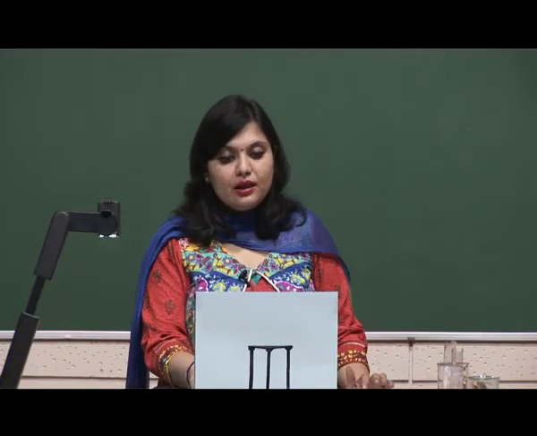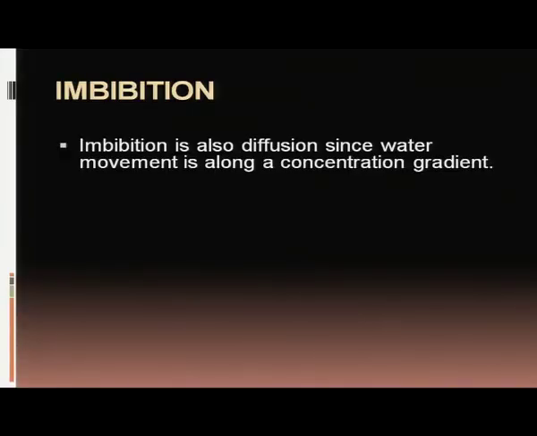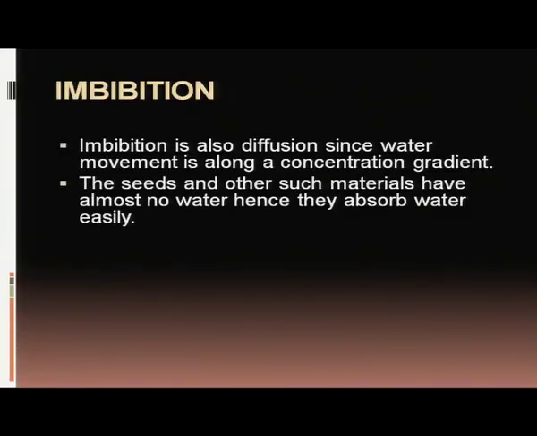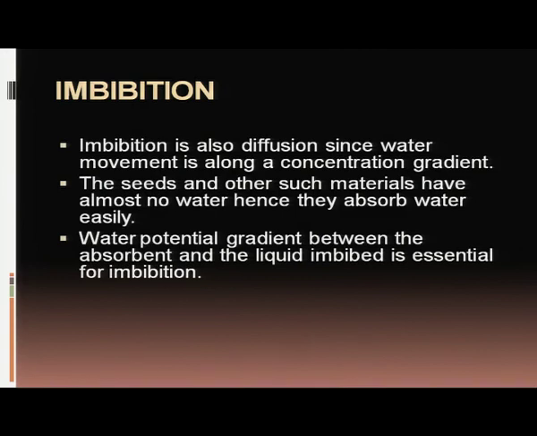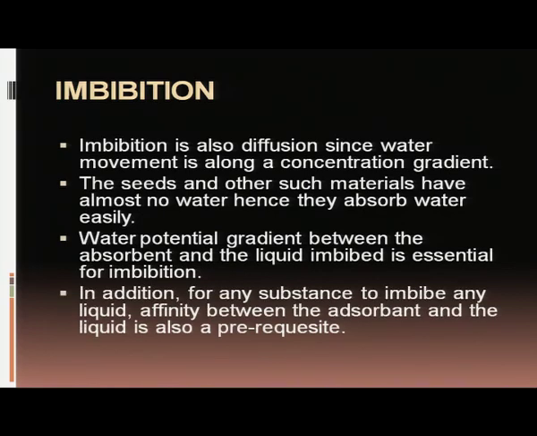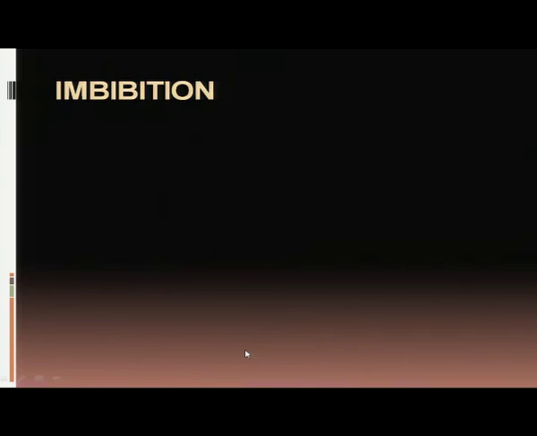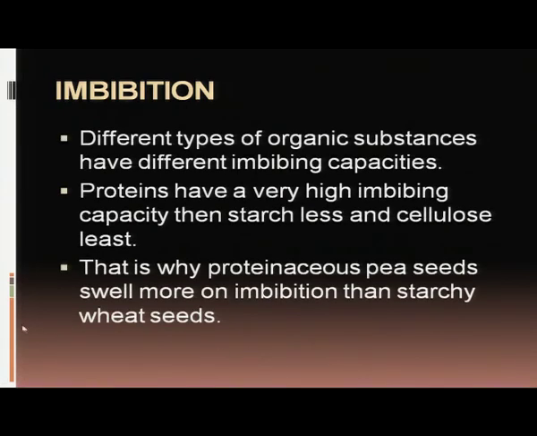Moving on, imbibition is also diffusion, since water movement is along a concentration gradient and the seeds and other such material have almost no water, hence they absorb water very quickly. Now, what is important? A water potential gradient should be there, otherwise imbibition will not take place. And in addition, affinity between the adsorbent and the liquid is also required for imbibition to take place.